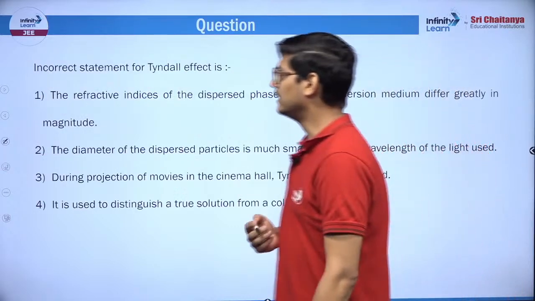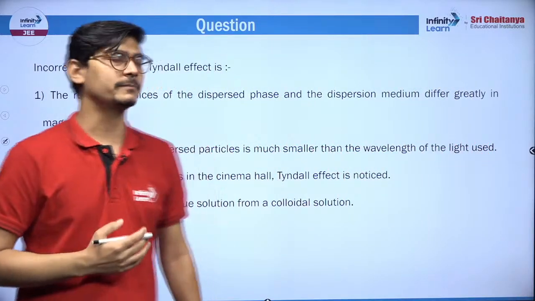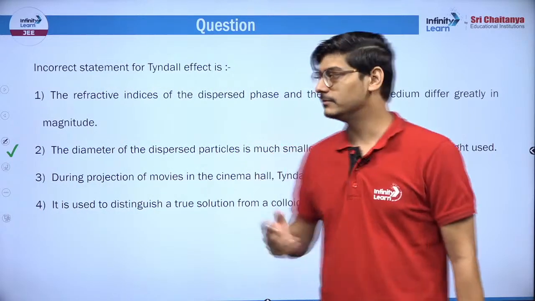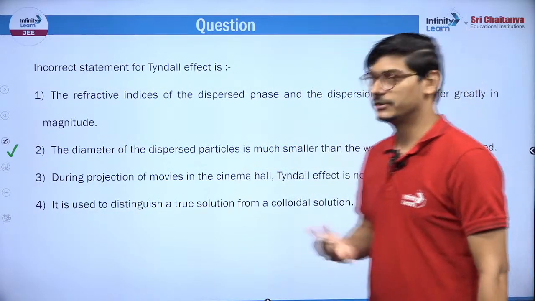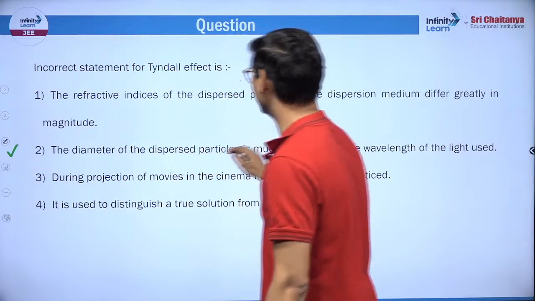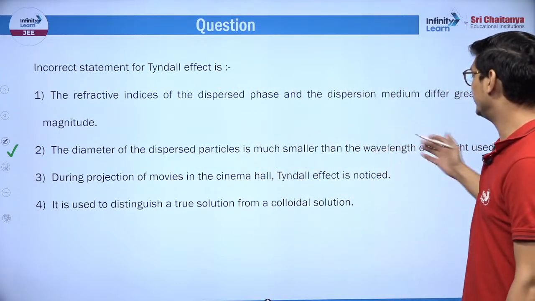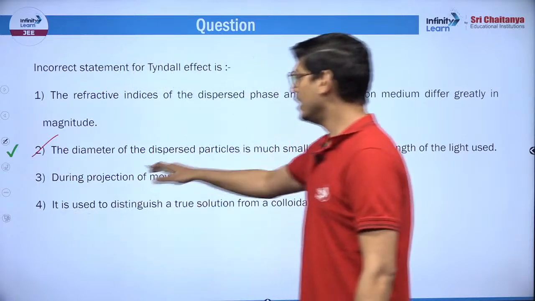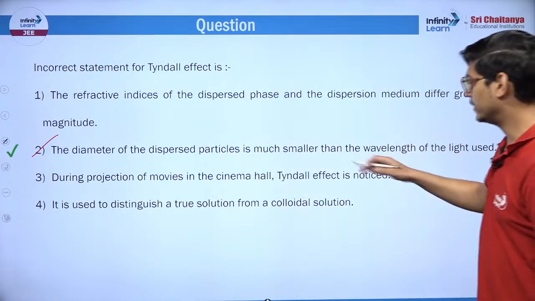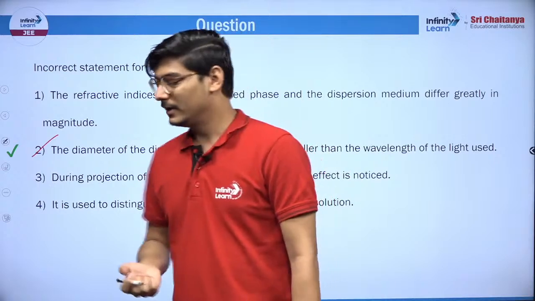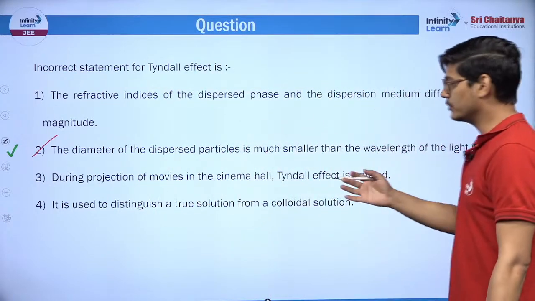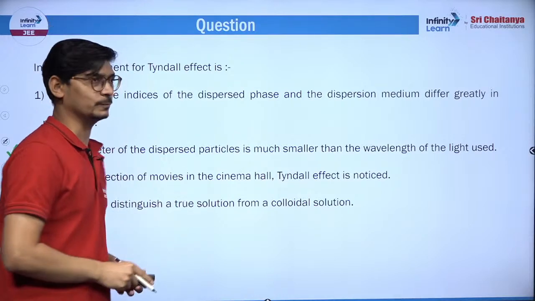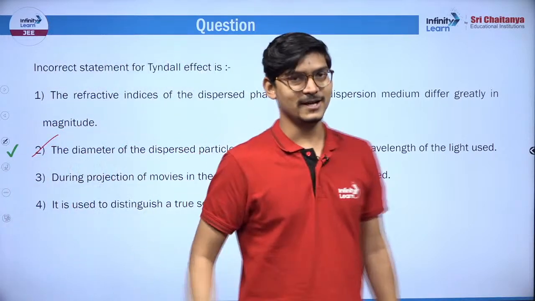Moving to the next question, a very theoretical question, the incorrect statement for Tyndall effect. The refractive indices of the dispersed phase and dispersion medium should differ greatly in magnitude. Yes. The diameter of the dispersed particle should be similar to the wavelength of the light used. So of course that statement is incorrect, so this becomes the correct answer. During projection of movies in the cinema hall, Tyndall effect is noticed. Yes, we know. Okay. And it is used to distinguish a true solution from a colloidal. Yes, true solutions do not exhibit Tyndall effect, but colloidal solutions do. So the correct answer to this question is the second option.